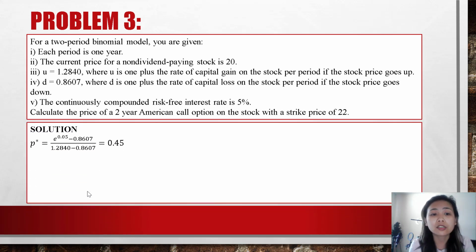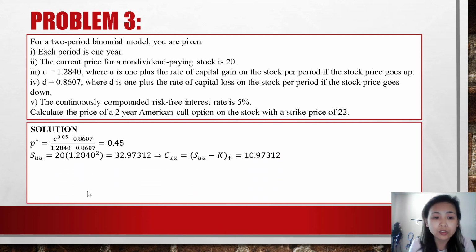Here P star is the risk neutral probability, and it should be equal to (e to the 0.05 minus 0.8607) over (1.2840 minus 0.8607), which is 0.45. And now let's calculate the payoff for the nodes.